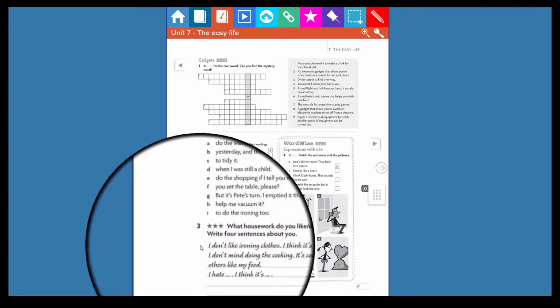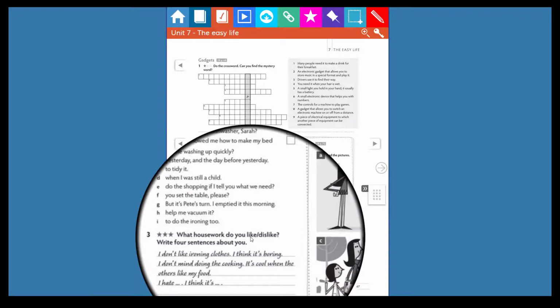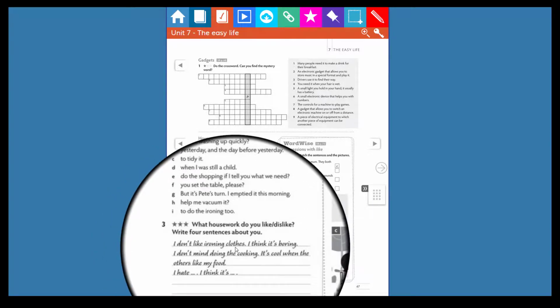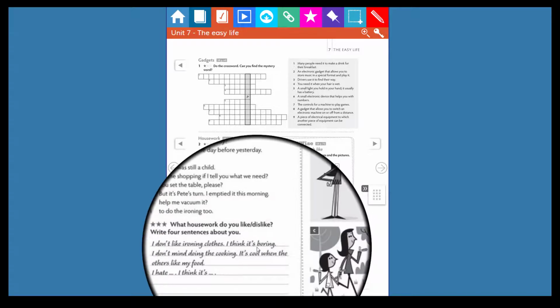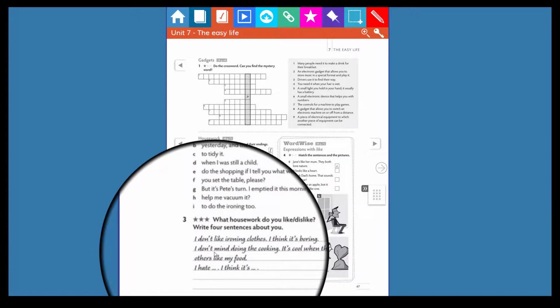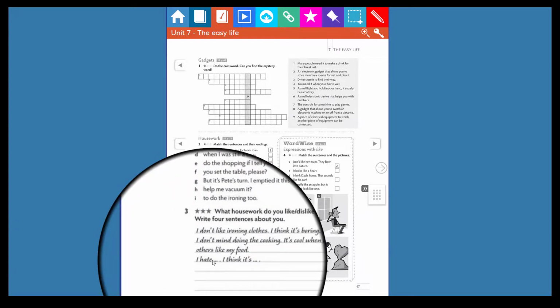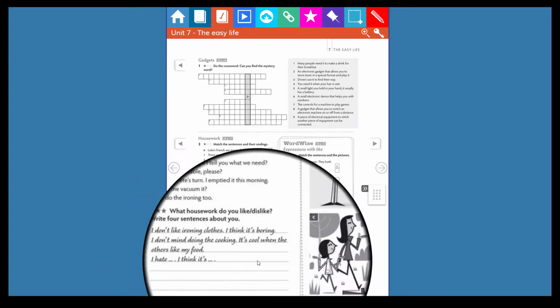And activity number 3. What housework do you like or dislike? Write 4 sentences about you. For example, I don't like ironing clothes. I think it's boring. I don't mind doing the cooking. It's cool when the others like my food. I hate this thing. I think it's your opinion, okay?